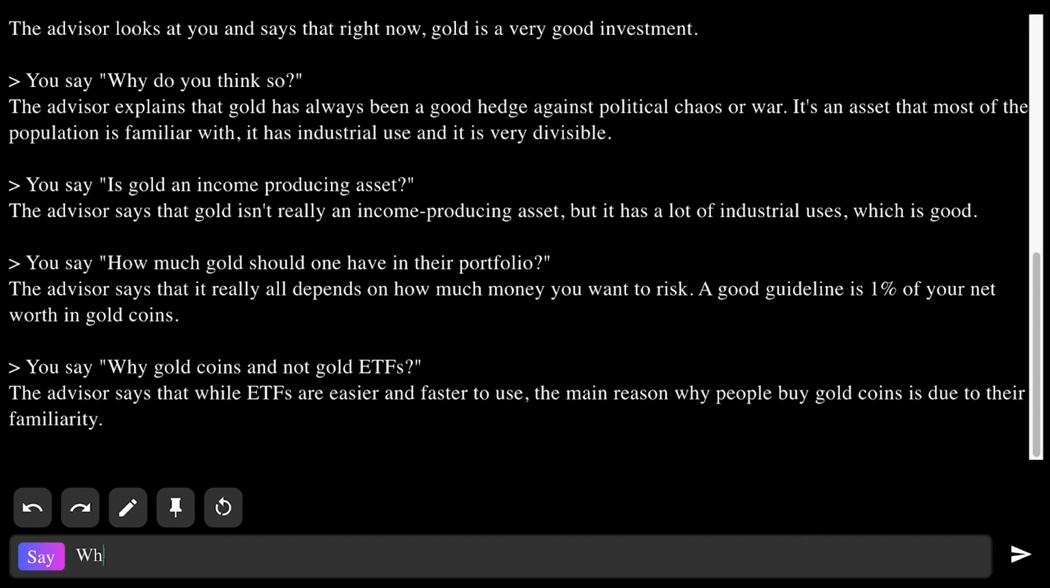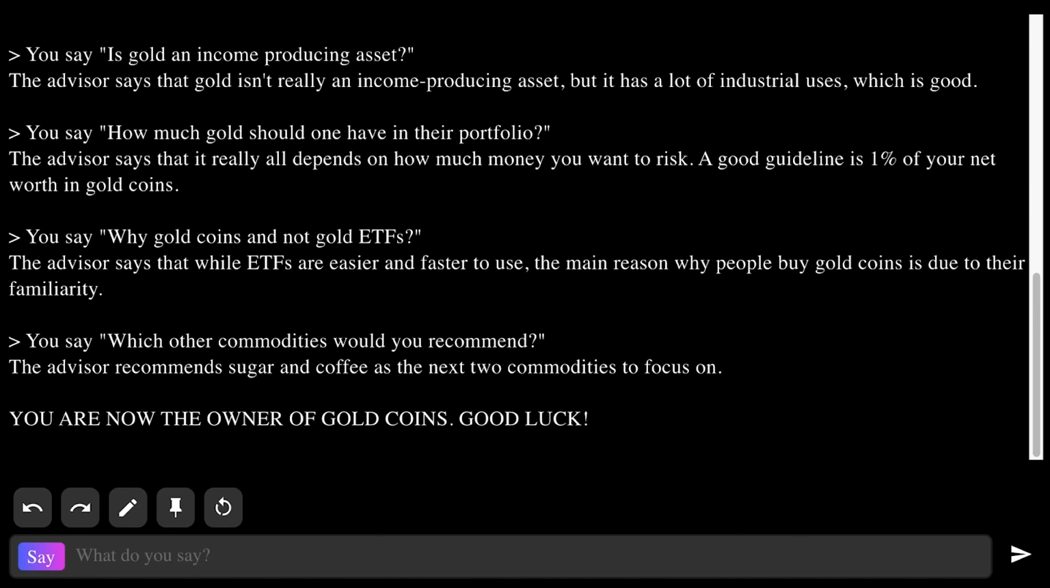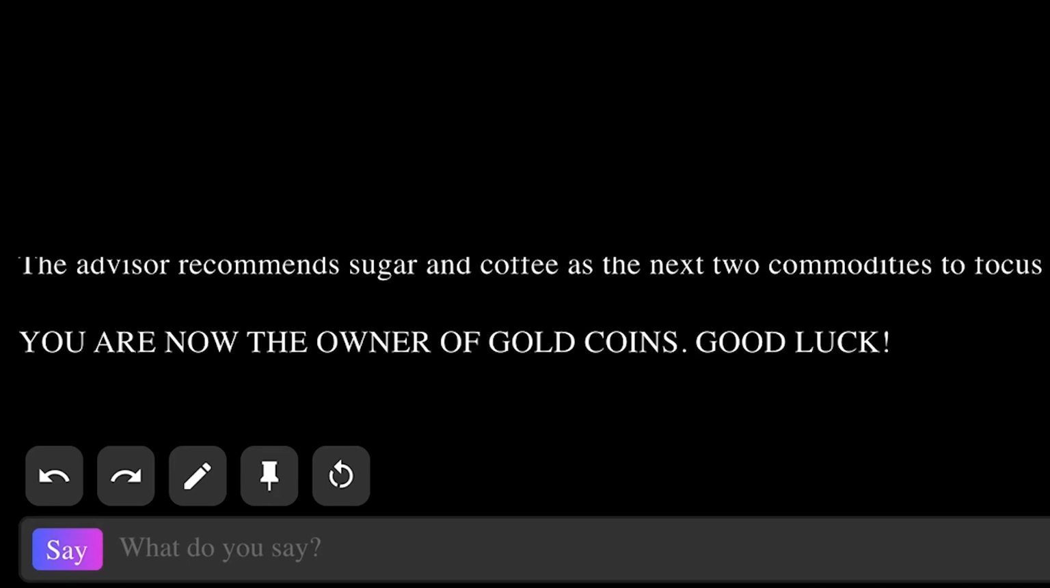Interesting. Which other commodities would you recommend? The advisor recommends sugar and coffee as the next two commodities to focus on. You are now the owner of gold coins. Good luck!